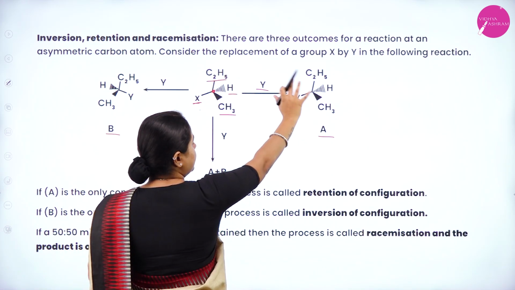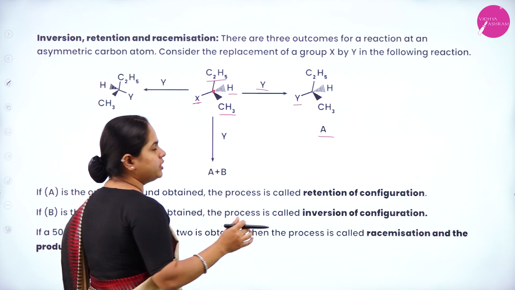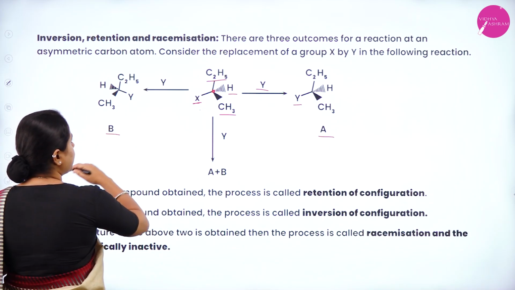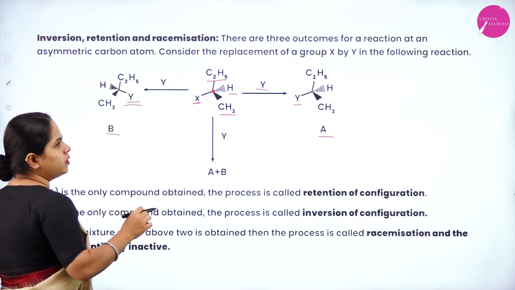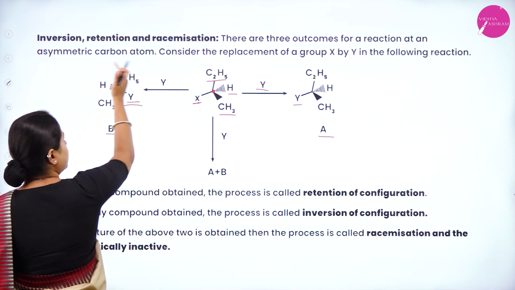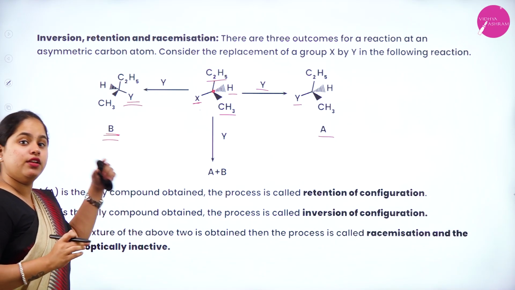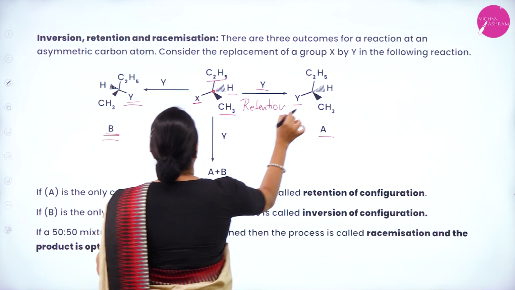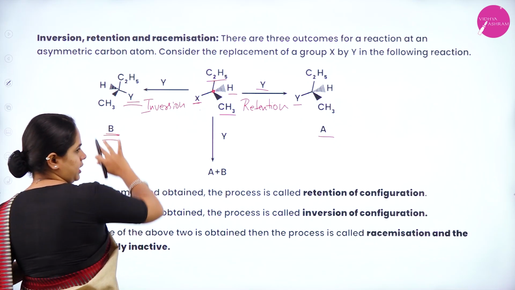So all the other groups will be present in the same place, right? Their position has not changed. So this is retention of configuration. Now here you can see instead of X, Y has been substituted, but the position of the other substituents has been inversed. Here it was towards the right side, here it is towards the left side. So this is the product B in which inversion has taken place. So here there is retention of configuration and here there is inversion of configuration.